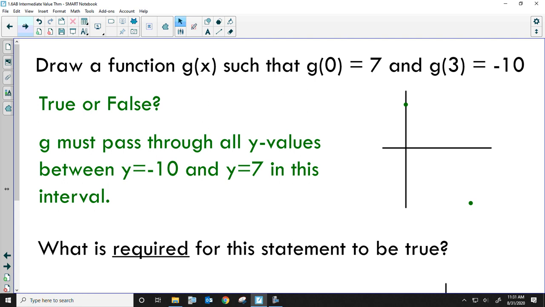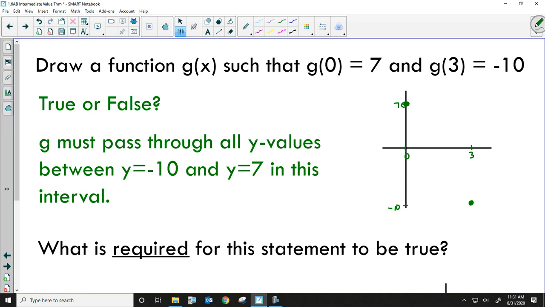So to get started into what this intermediate value theorem is, draw a function, call it g of x, such that g of 0 equals 7, and I have that point already plotted right here, g of 0 equals 7, and then the other point, g of 3 equals -10. This is not to scale, but that's okay. So there are those 2 points. Draw a function with those 2 points included on it. Any function you want, think about it, picture some different options.